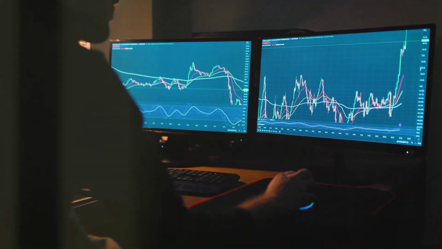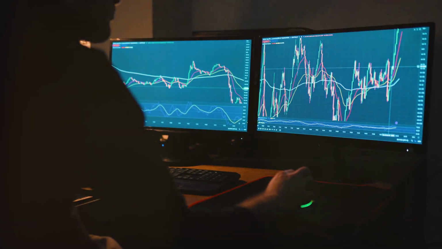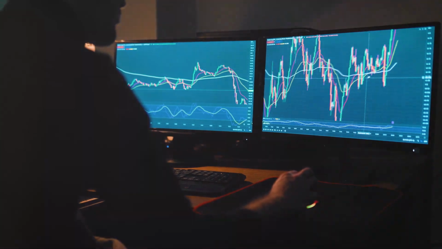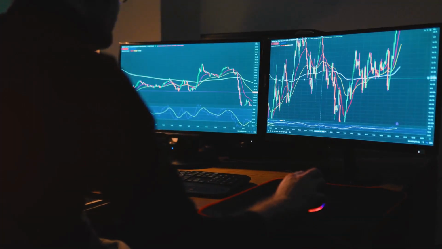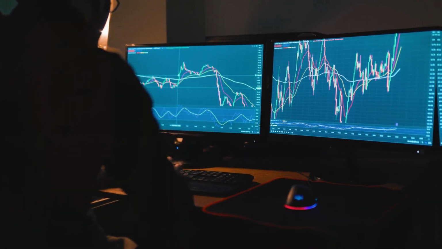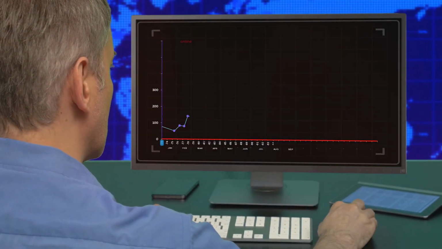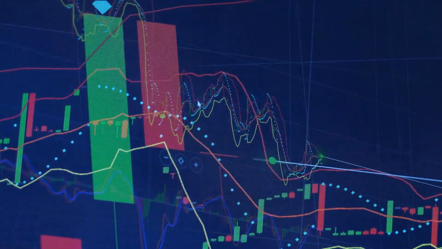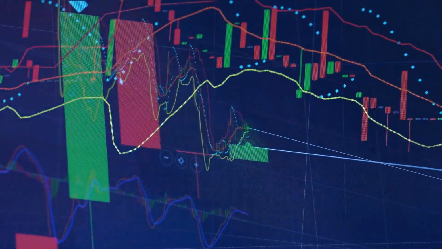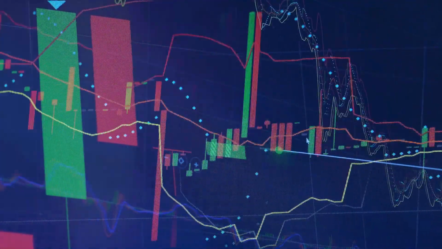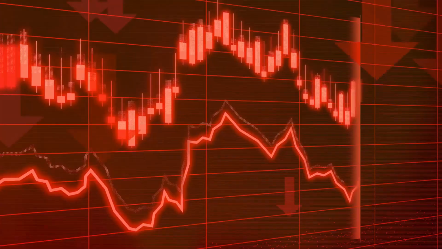Bollinger Bands are a popular technical analysis tool used to measure the volatility of an asset and identify potential entry and exit points. They consist of 3 lines plotted on a price chart. Middle band. This is typically a 20-period simple moving average, or SMA, of the asset's price.